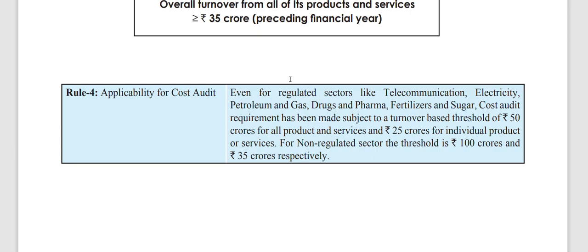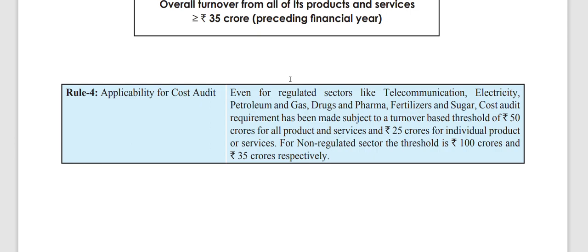Okay, so let's see in summary format the applicability of cost audit. Even for regulated sectors like telecommunication, electricity, petroleum, gas, drugs, pharma, fertilizers, and sugar, the cost audit requirement has been made subject to a turnover-based threshold of 50 crores for all products and services, and 25 crores for the individual product or service. For non-regulated sectors, the threshold limits are 100 crores and 35 crore respectively. So it indicates that in case there is any regulated sector like telecommunication, electricity, and other specified industries, if that organization's turnover is greater than 50 crore, then cost audit is applicable.